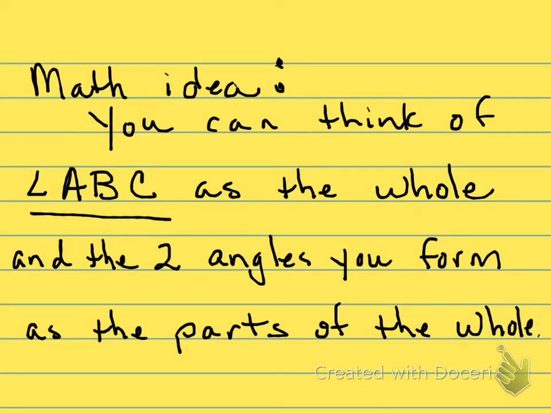Now, as you go into class tomorrow, one of the things that you're going to be doing is cutting a sheet of paper. And here's the math idea I want you to keep in mind. You can think of the angle ABC, and I'm just naming any angle ABC, as the whole, and the two angles that you form as parts of the whole. But because we're not going to do that activity until tomorrow, what I want to do is explain how we're going to go about this. So keep this in mind as we go through the next couple of slides.